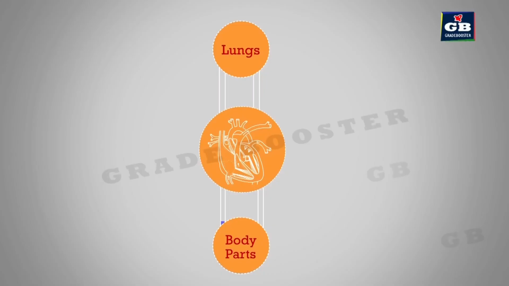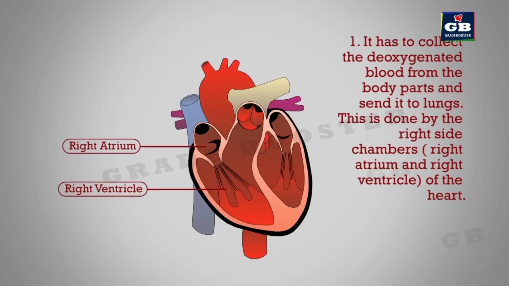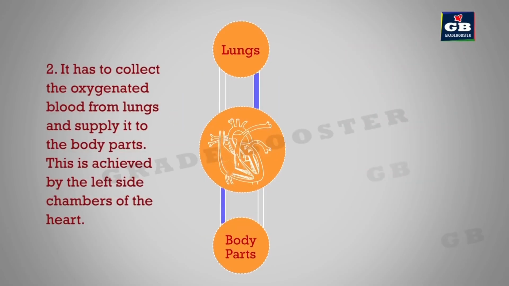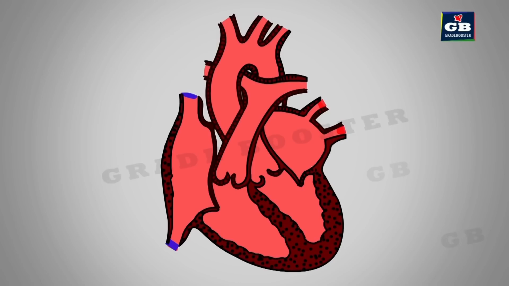Heart does two important jobs. The first job is to collect deoxygenated blood from the different parts of the body and send it to the lungs for the oxygenation. This task is done by the right side chambers of the heart. The second job is to collect the oxygenated blood from the lungs and supply it to the different parts of the body. This task is done by the left side chambers of the heart. But these two tasks are to be performed at the same time.